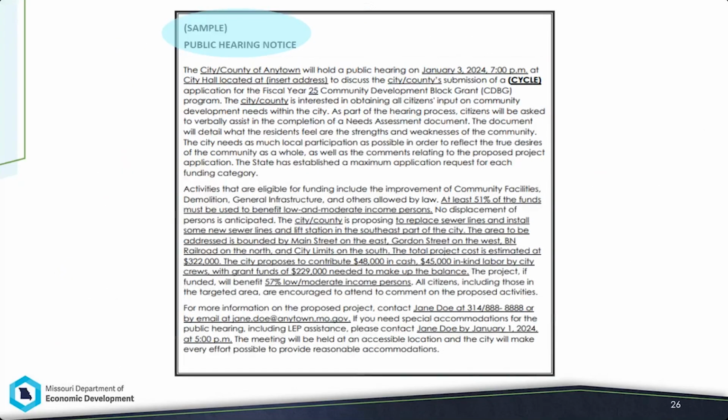So here's a sample of the public hearing notice and the language that is expected to be used. This template will be linked at the end of this training, and it's also included in the FY25 competitive cycle guidelines. And you can see on there that there's some underlined portions where you'll fill in the blanks for your specific proposed project.